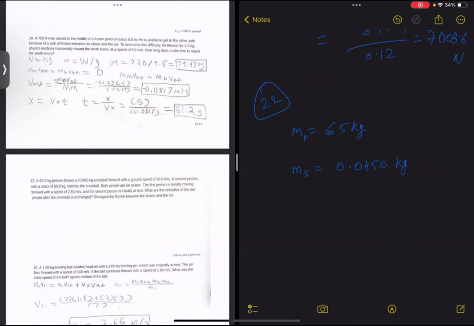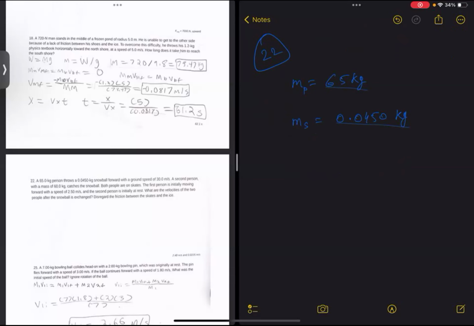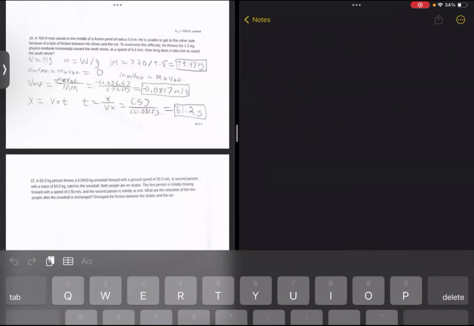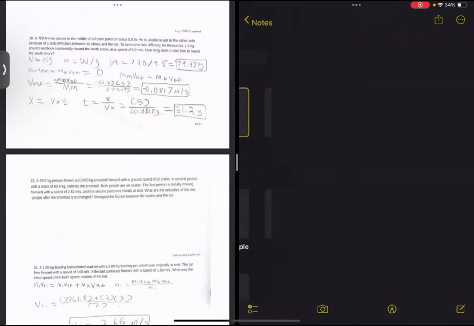So the snowball is moving, right? We will also draw a visual representation of what is happening. That will help you better solve physics questions. The snowball is thrown. So a 65 kg person throws a 0.045 kg snowball forward with a ground speed of 30 meters per second. That means it is thrown like this. A second person with a mass of 60 kg catches the snowball.